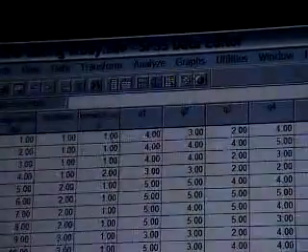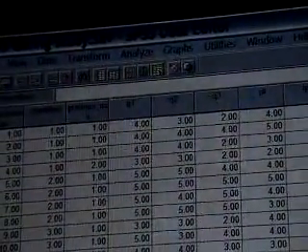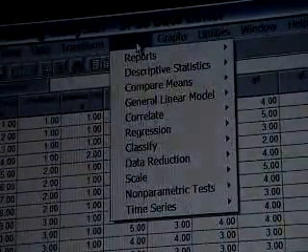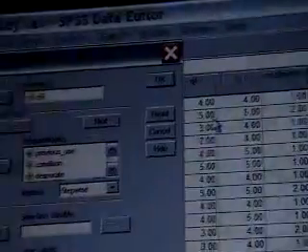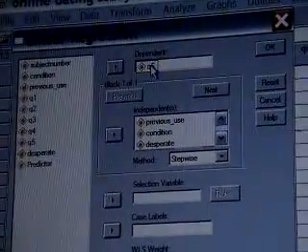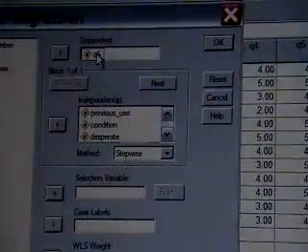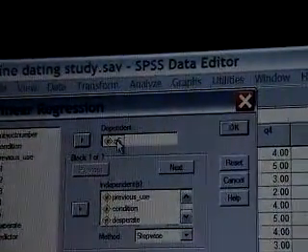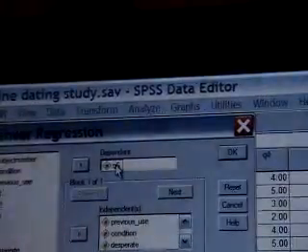So what we do is we go to Analyze, to Regression, Linear. Okay, and then in this top button, as you can see, we have Q6. Now Q6 is question 6 from the questionnaire, which was based on these ads. How likely would you be to use the online dating website?